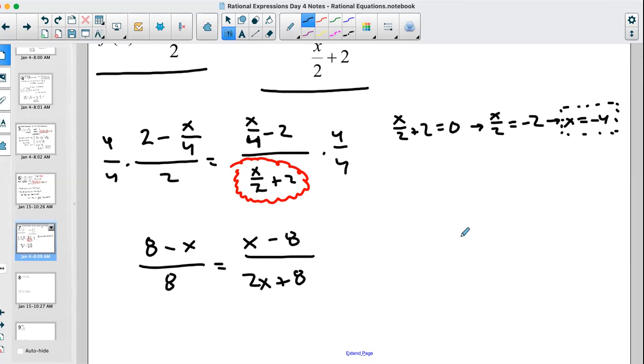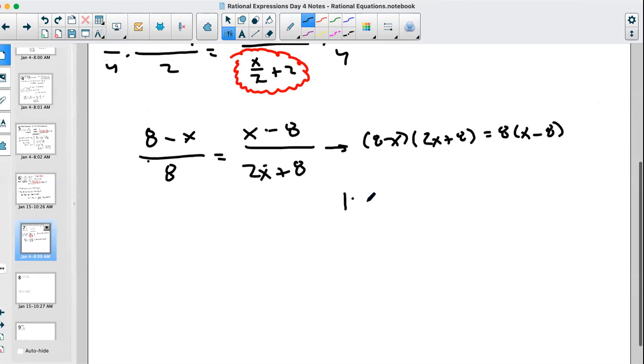Sure, there's probably a lot of ways to solve this. My favorite way is what I call cross multiplication. That drives some math teachers crazy, but I do it anyways. I'm just kind of a rebel like that. I do this times this equals this times this. 8 minus x times 2x plus 8 equals 8 times x minus 8. I'm glad this is the last one we're doing.